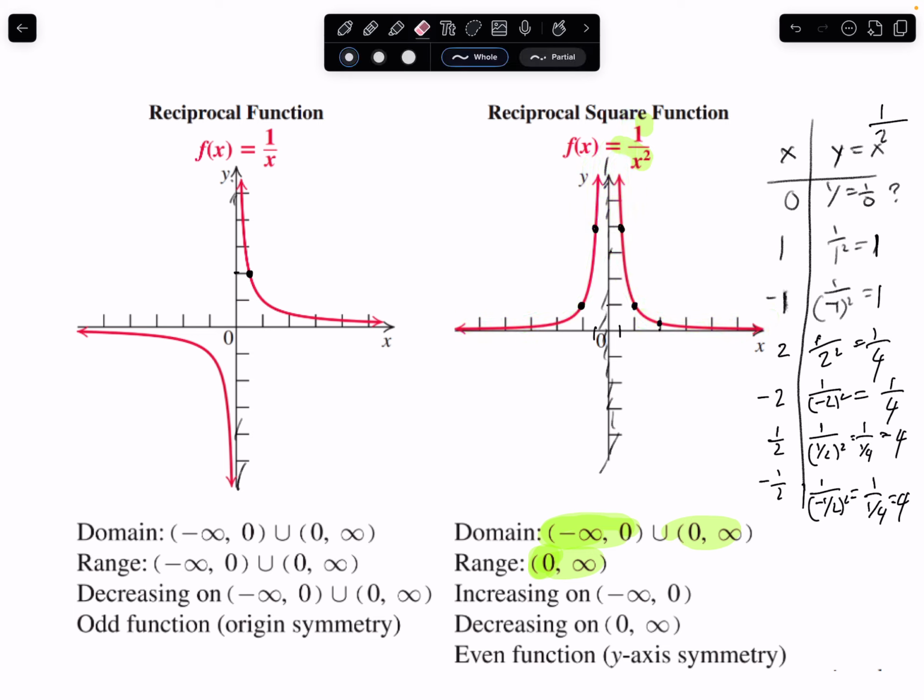Now looking at where it's increasing, decreasing, let's clear out this stuff so I can see it more clearly. Increasing, decreasing, as I read from left to right, it's going up from negative infinity up to the 0, right? So negative infinity up to 0. And decreasing from that 0 point where x is 0 onwards, it's getting smaller and smaller and smaller. So decreasing from 0 onwards.